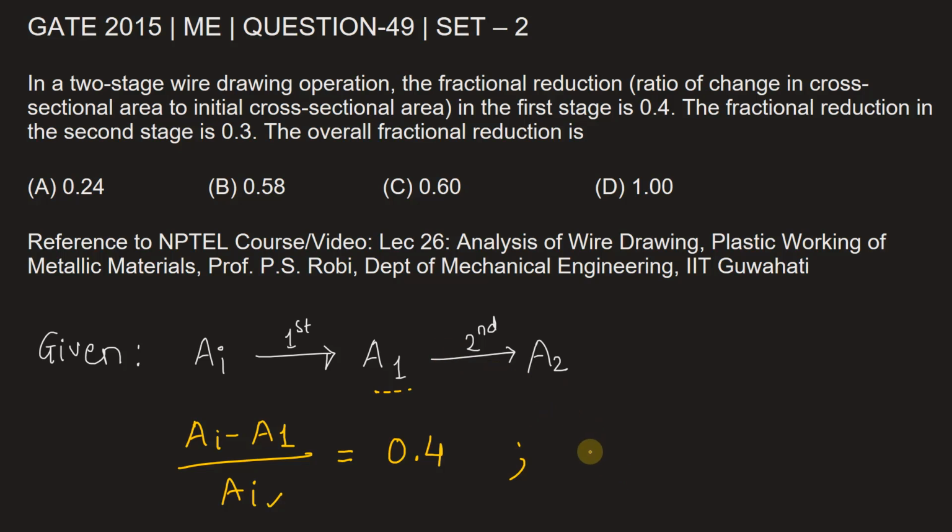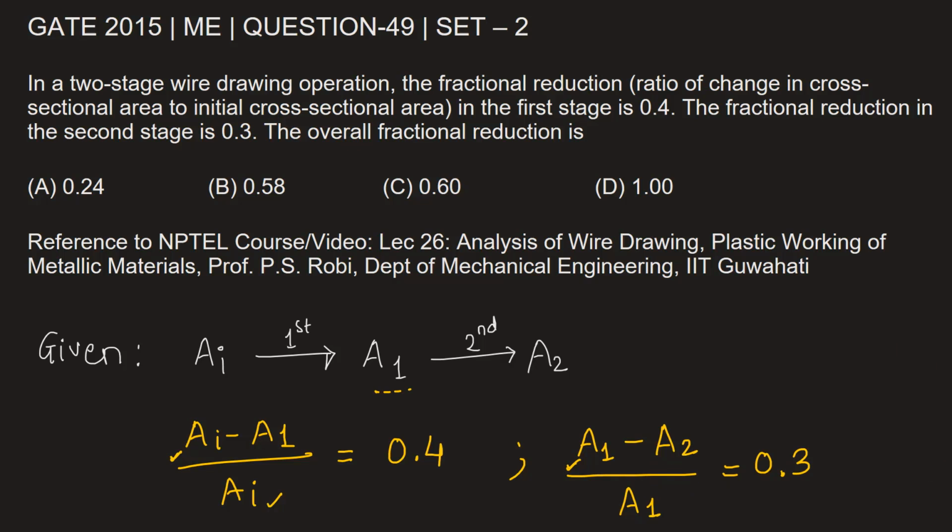For the second stage, we can write the fractional reduction as A1, being the initial area, minus A2, being the final area for the second stage, divided by A1, the initial area for the second stage, is equal to 0.3. You have to be very careful while writing these fractional reductions for the first and second stage. In the second stage, the initial area becomes A1, while for the first stage it was AI. So you'll have to change it accordingly.